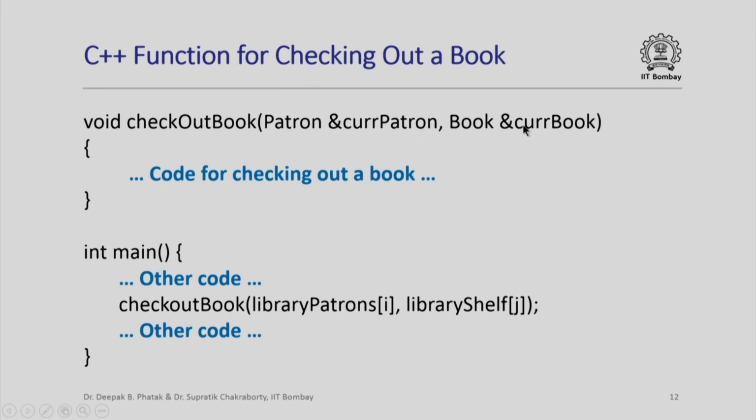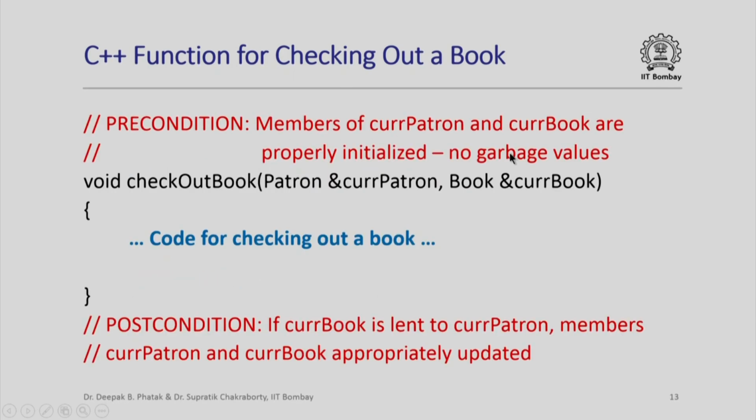Now once these 2 objects, these 2 structures, are passed as parameters, checkout book is going to take these parameters as parameters passed by reference. Recall this ampersand symbol that we had used earlier to pass parameters by reference. So checkout book takes these 2 parameters by reference, and then what does it do? It is going to implement the code for checking out a book.